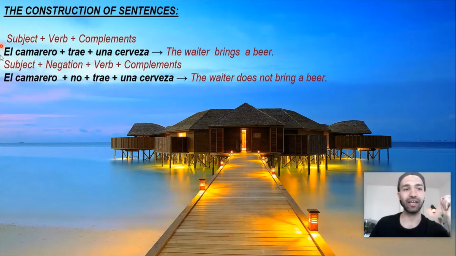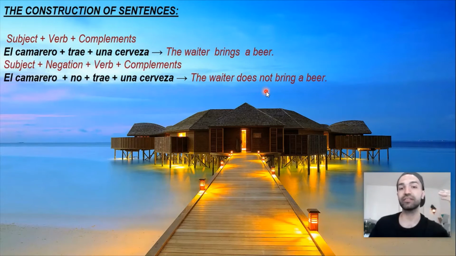So, el camarero, the waiter, subject. Trae es el verbo traer, it means to bring. Verb. Una cerveza, a beer, is a complement. So, subject, verb, complements. El camarero trae una cerveza. Now, when we have negation, the negation must be directly before the verb. For example, el camarero no trae una cerveza.